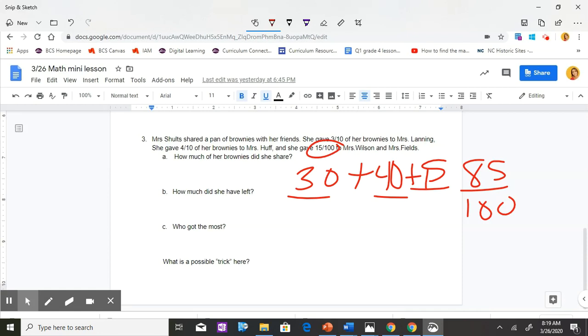Who got the most? Well, you're comparing all of these. Of course, you can't compare them with the 10th. Why can't you compare 4/10 versus 15/100ths just like that? You need to convert it to the hundredths so you can see who got the most. And what is the trick there? There is a trick in converting between tenths and 100ths.